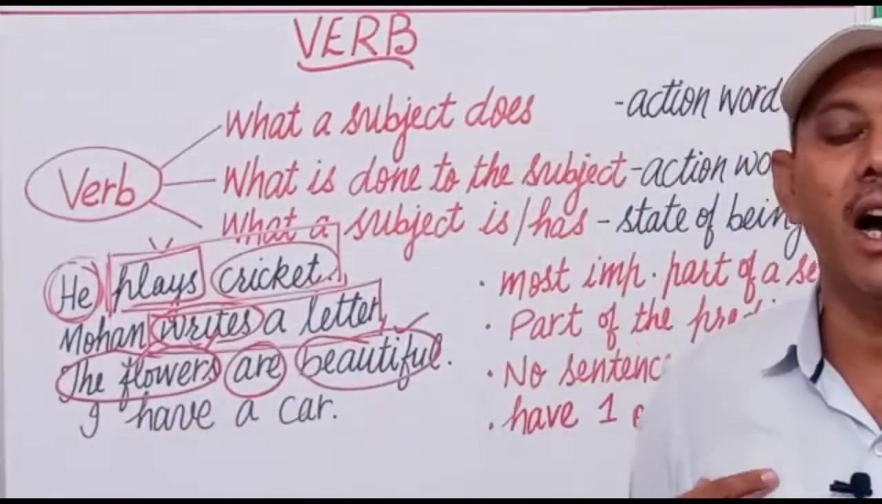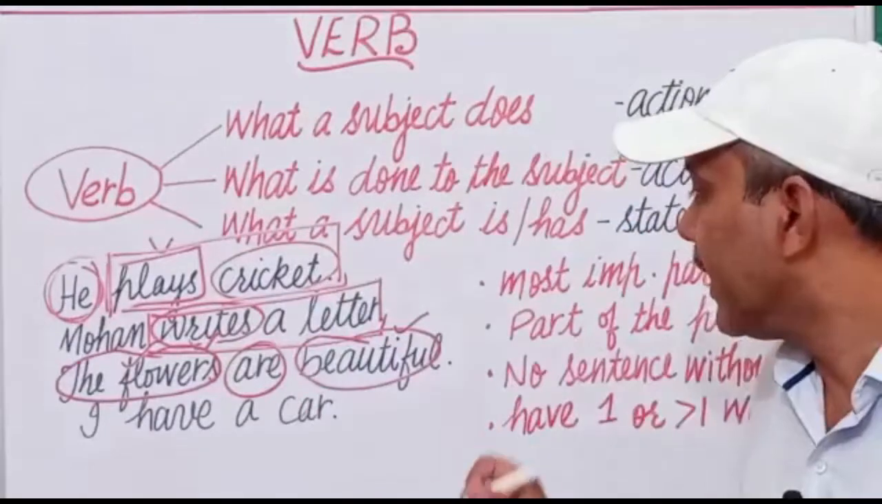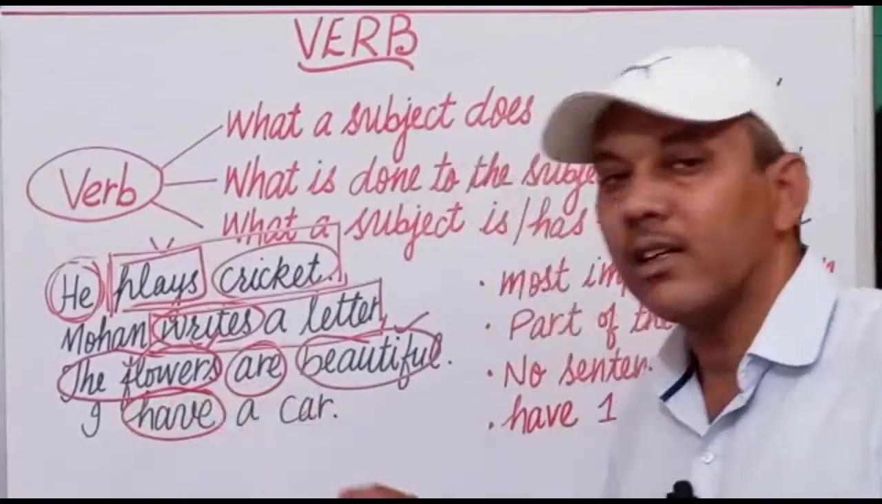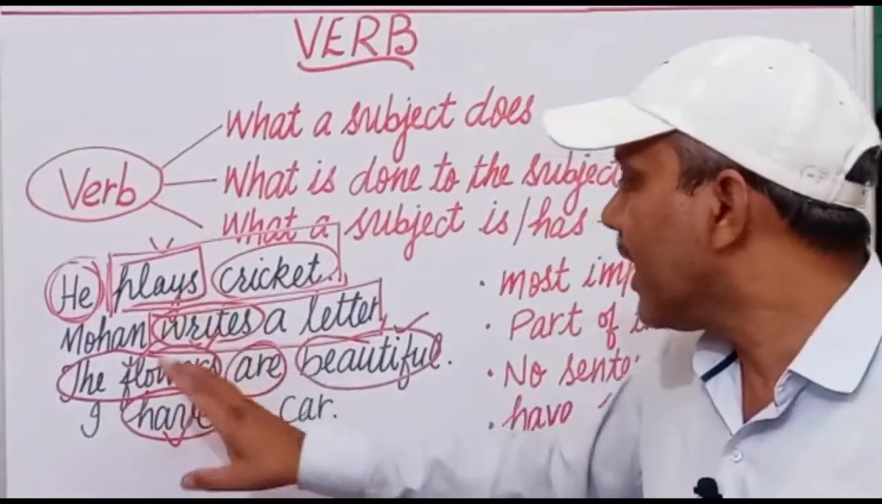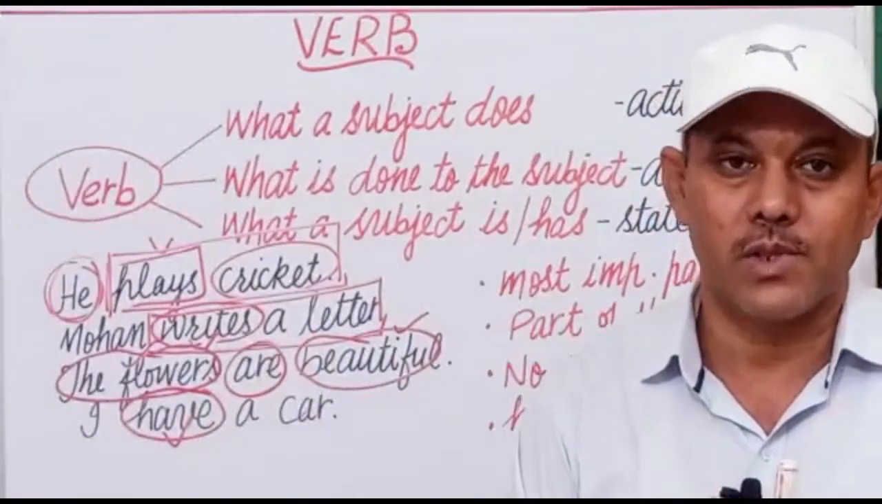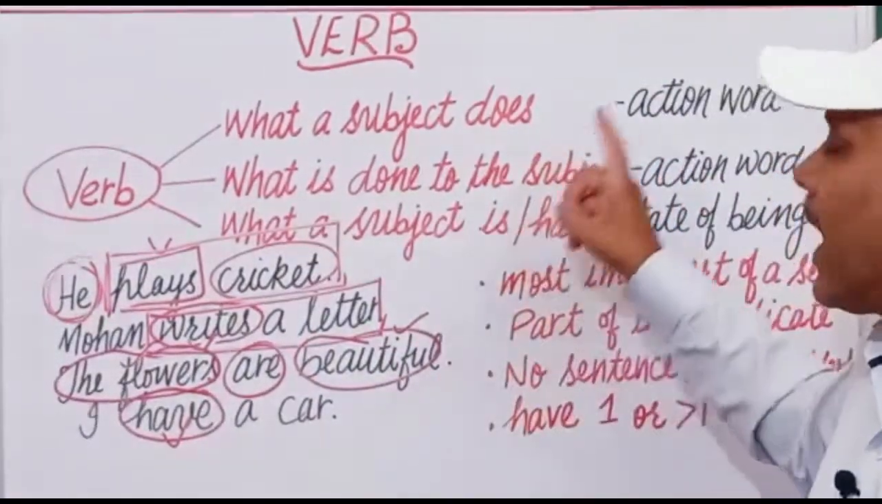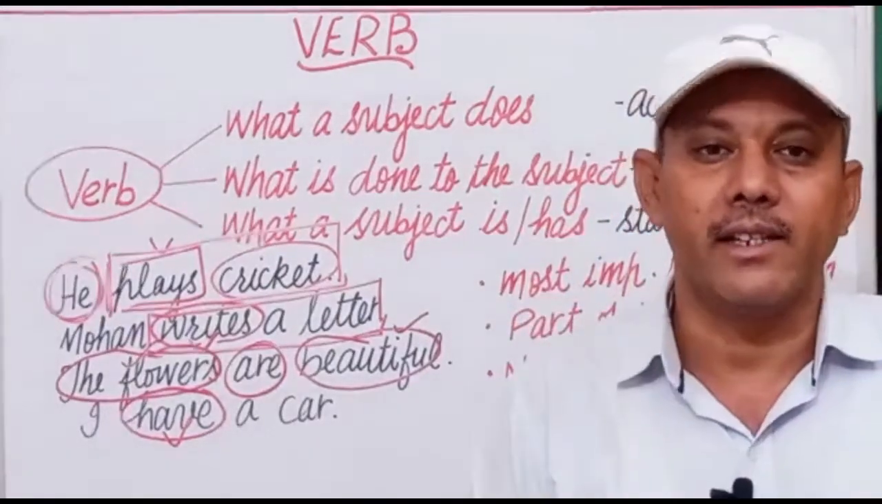I have a car. What do I have? I have a car. It tells us about possession. Again, this is a verb. We can say that plays, writes, are, have, these are verbs. It means verbs are action words or state of being words in a sentence.